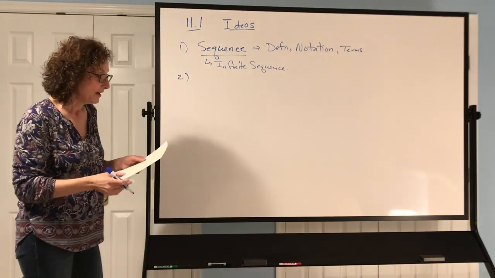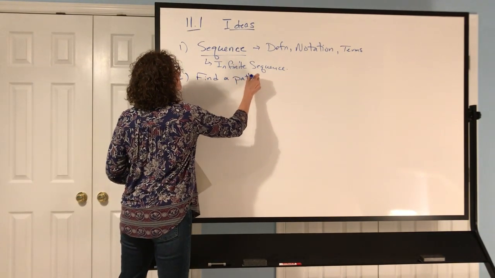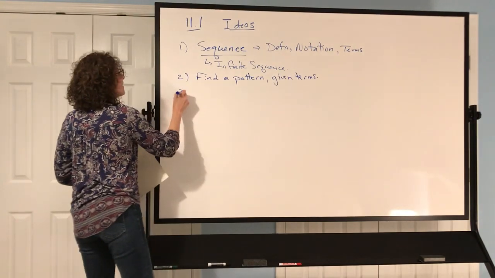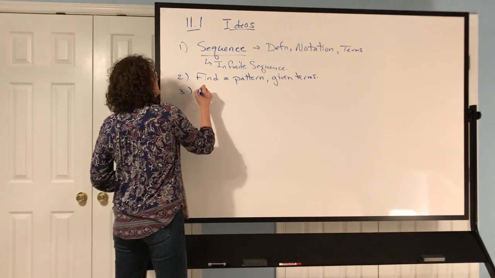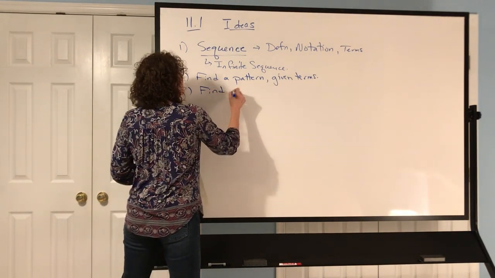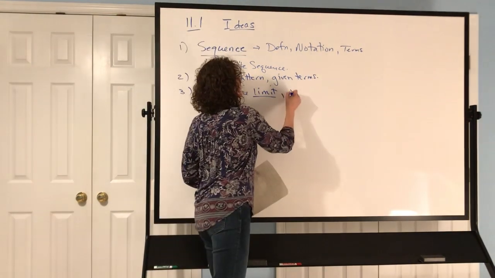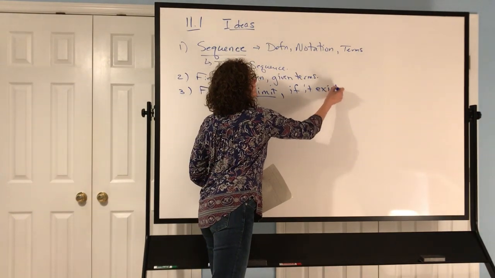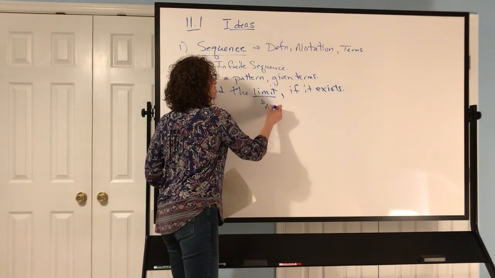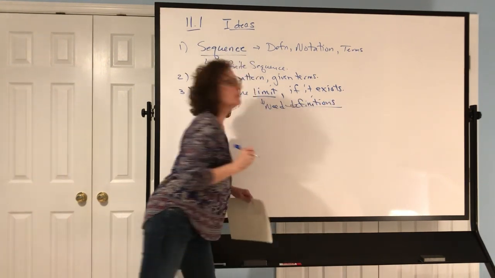What else are we going to do? We're going to talk about finding the pattern given terms. We are going to talk about the limit. Woo-hoo! You guys are so excited to see limits coming back again, right? Find the limit. Of course, it might not exist. And so we need to know what that means, right? So we're going to need definitions of what we mean by that limit.